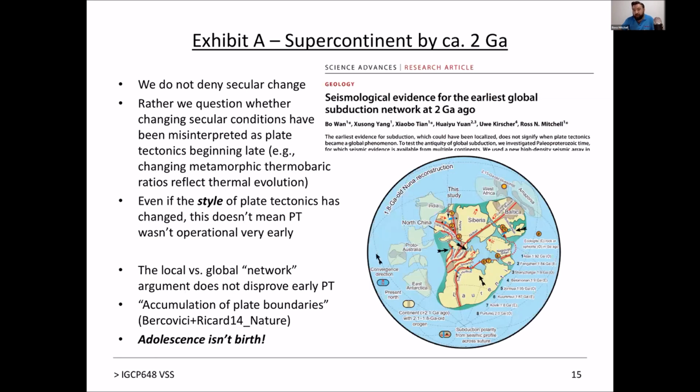The first evidence for global subduction is not only the supercontinent itself, but the Science Advances paper, where we show with seismology that there's an interconnected network of subduction zones. So instead of a semantic debate, let's get serious about when local versus global, and how that evolves. And Dave Bercovici and Yannick Ricard have a really neat way of talking about the accumulation of plate boundaries. Just by analogy, adolescence, your formative years, is a different thing from birth. So just because Earth is changing as we do in our teenage years, that doesn't mean that we weren't born earlier.